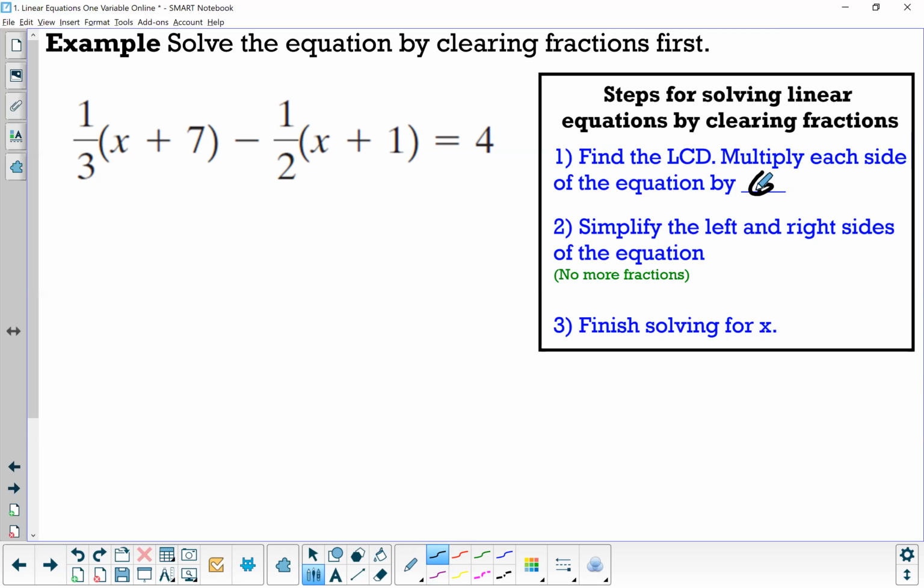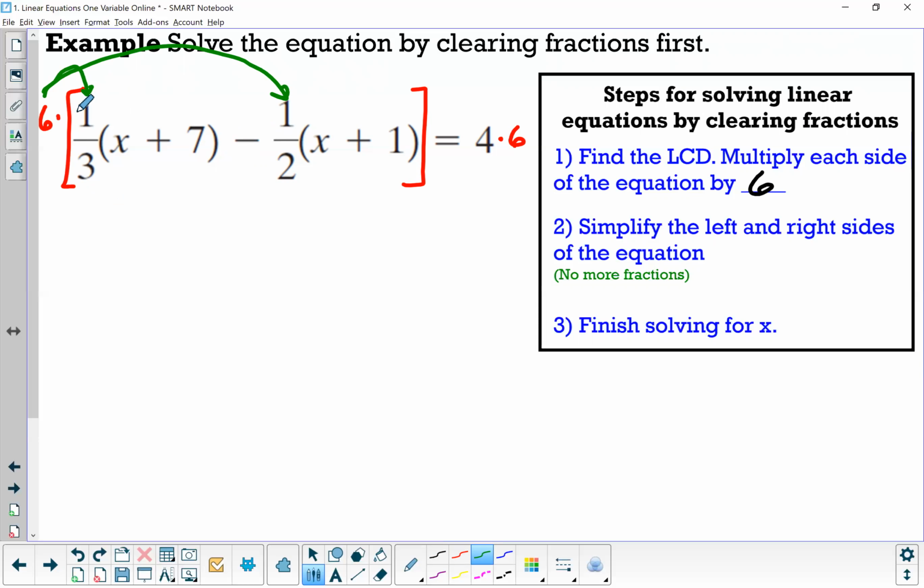That means our LCD is 6. I'm going to multiply both sides by 6. The right side times 6, the left side times 6. All right. The left side, you want to make sure you distribute the 6 to where you see the 1/3 and then to where you see the 1/2, right? So think of this 1/3 multiplied to the x plus 7. That product, you just multiply once to that product, and then you distribute to the next product.